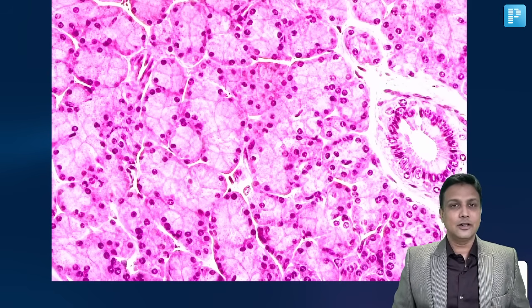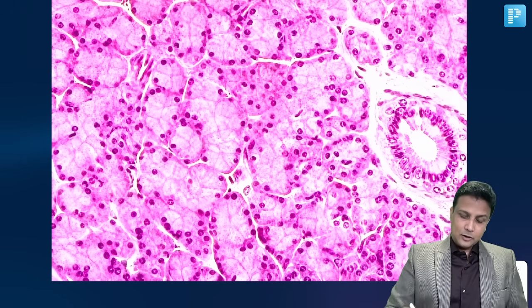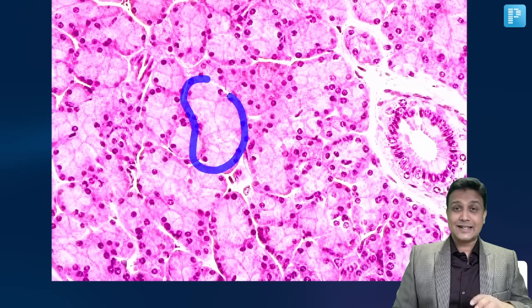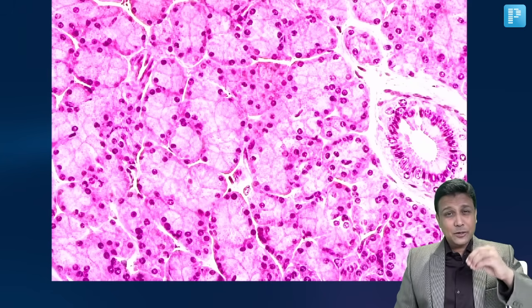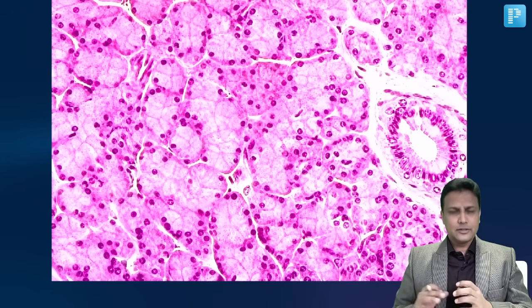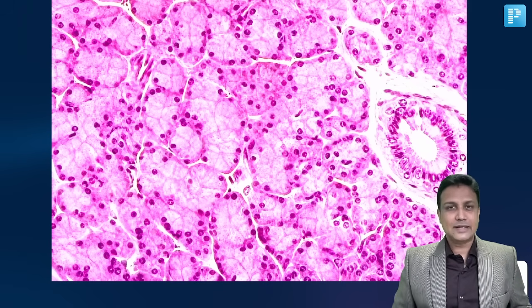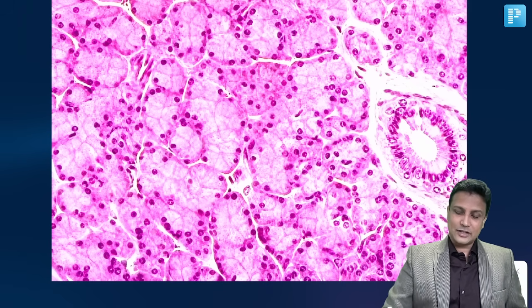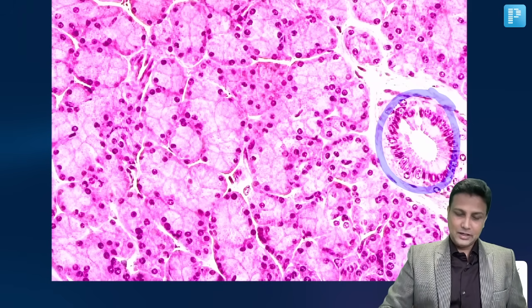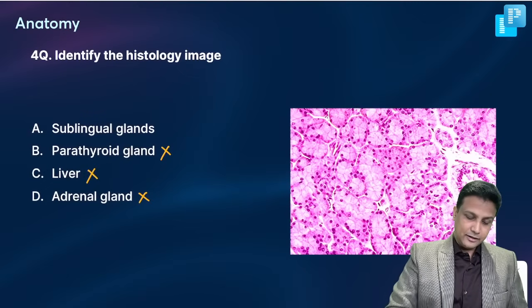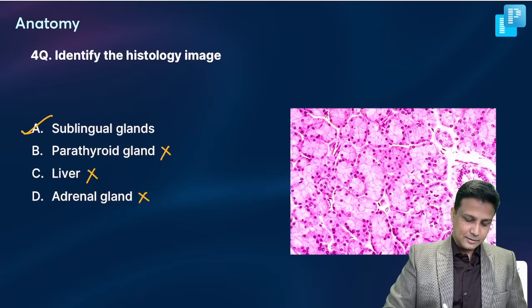So the correct answer here will be the sublingual gland. Of course, it is sublingual gland. Why? Because in the sublingual salivary gland, you are able to see that you'll be having that mucus acini, which are actually palely stained in the center there. So there is a pale staining with basal nuclei present over there. And of course, there is an even duct present over here. So therefore, my dear friends, in this manner, you can come to the correct answer, that is sublingual gland.